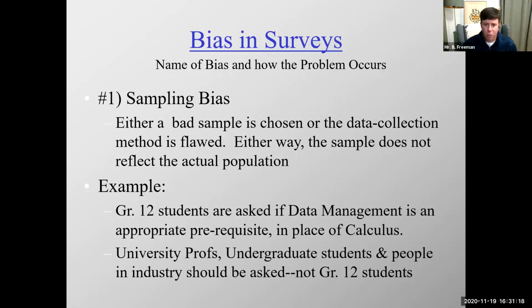So the proper sample to ask for a question like that would be university professors who have seen students that have not taken data or have, asking undergraduate students, so those that are currently in university, and of course, people that are in the industry too. So what we discovered is that about 20 years ago, when the math curriculum was rewritten, a lot of these other groups said, students coming into university may know calculus and functions, but they don't know basic statistics. And especially they haven't used spreadsheets or been able to deal with large quantities of data. And that's why there's more of a push for this course that you're currently in.